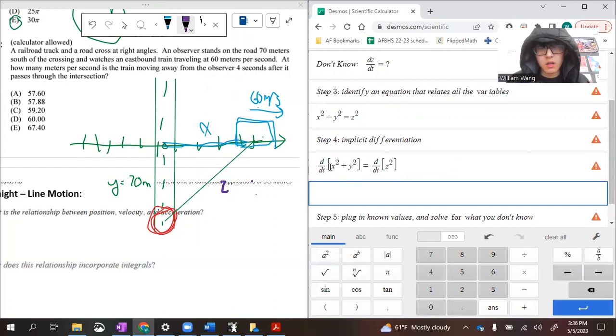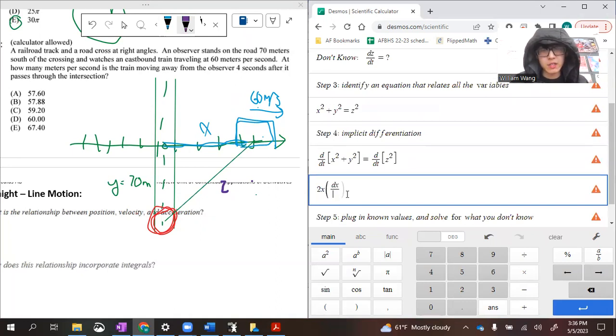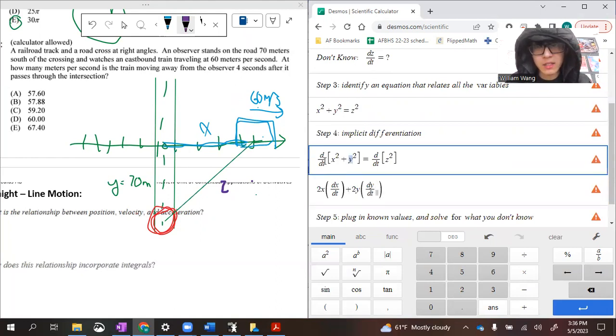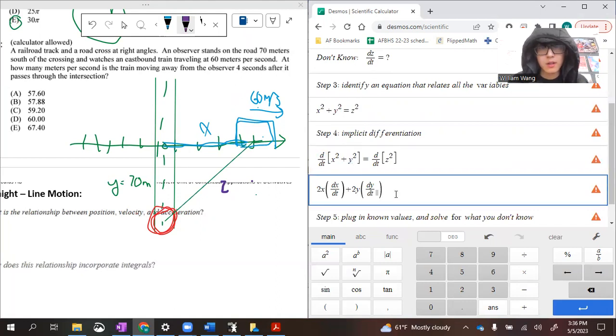We did this once already, but the derivative of x squared is 2x, then I have to multiply by dx over dt. Plus the derivative of y squared, remember first I do it normally, so it's 2y, then I have to multiply by dy over dt. And again, that is because this y and this t do not match. Finally, the derivative of z squared is 2z, and since t and z do not match, I have to multiply by dz over dt.